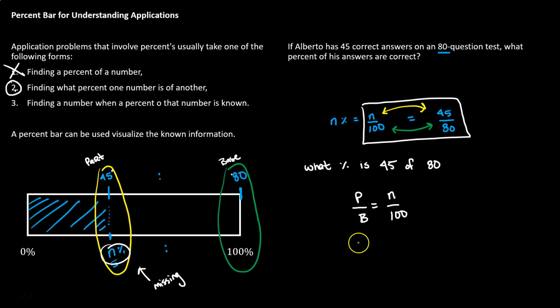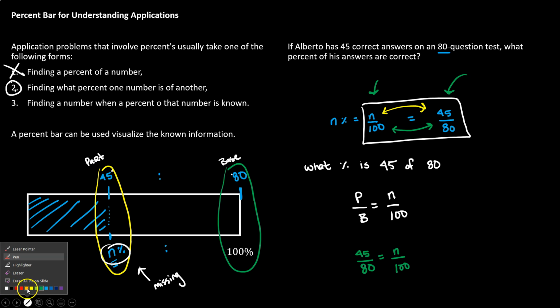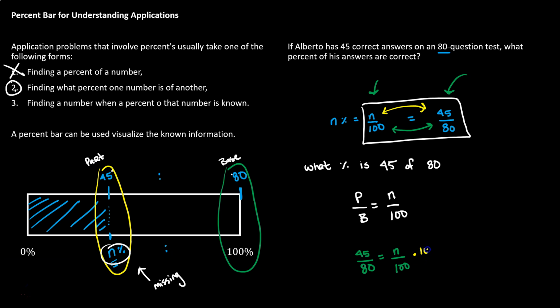So our part is 45. Our base is 80. That's the same fraction that we created over here. And our percent is n over 100. We don't know what the percent is, so we're going to leave n as our variable. Notice that's the same fraction we got here. Setting these two equal, we can solve by cross-multiplying or simply by multiplying by the denominator, 100. Notice that if I multiply by 100 on both sides, the 100s cancel off. I'm left with n over here.